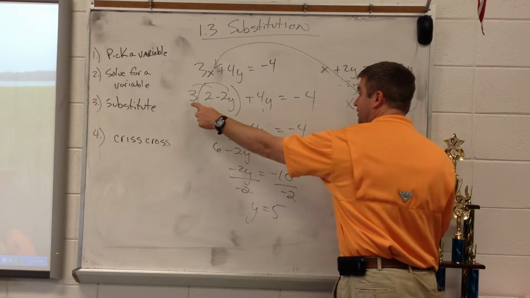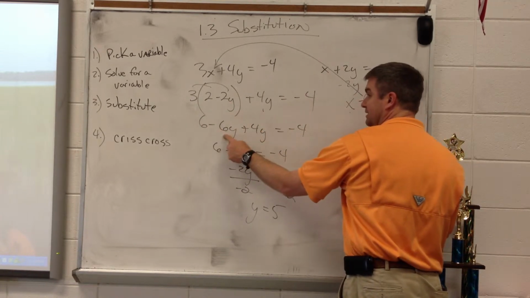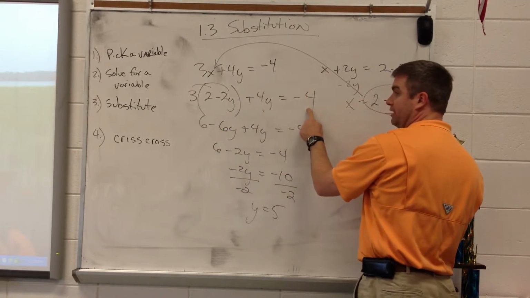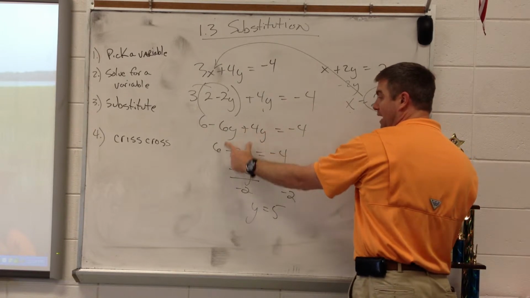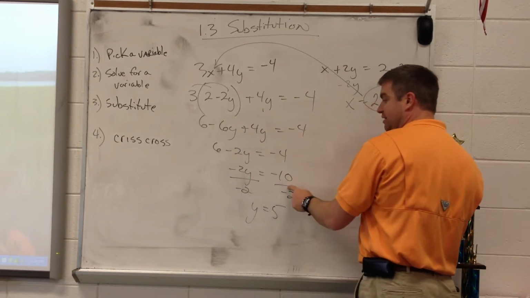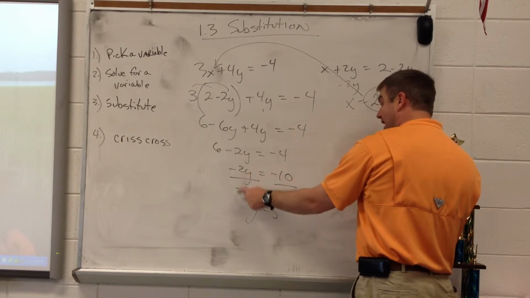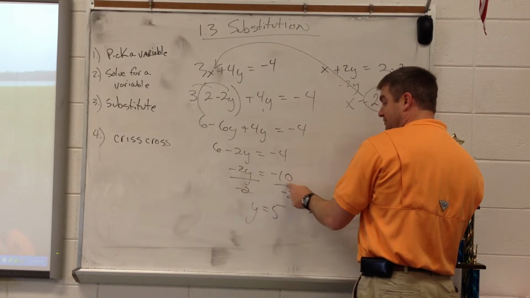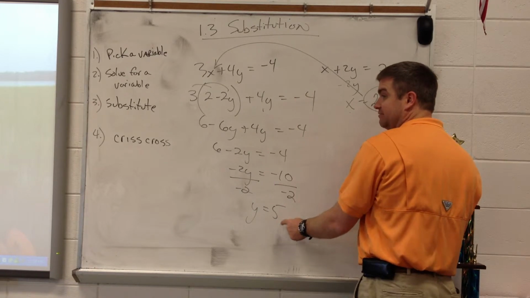We distribute the 3 here and here. We get 6 minus 6y plus 4y is equal to negative 4. We combine our y's into negative 2y. I subtract 6 from both sides to give me negative 10. I divide both sides by negative 2. Negative 10 divided by negative 2 is positive 5.